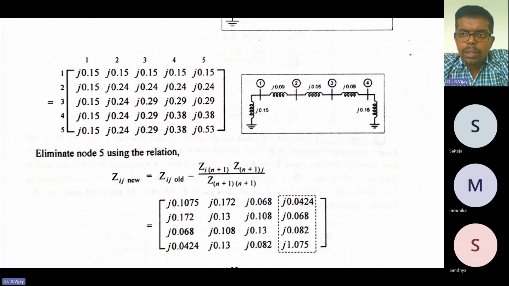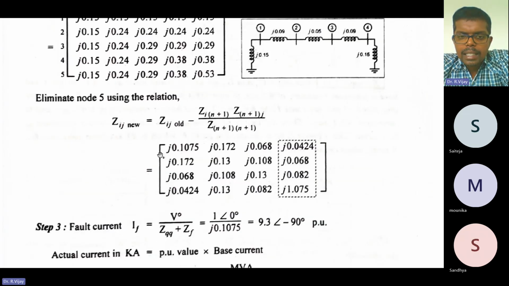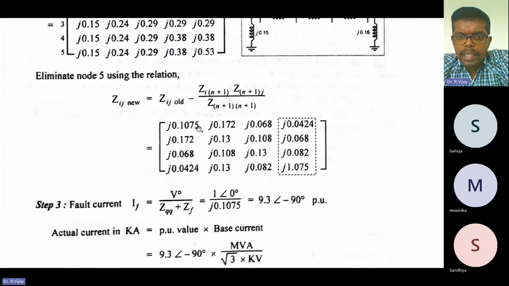Just you need to write it over here. So just to simplify it, you multiply and divide this by 1 divided by j into 0.53, and this matrix you need to subtract. So if you subtract this, you will get the answer as j into 0.1575 up to j into 1.075, like that you will get the answer.